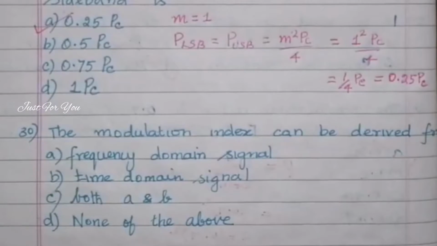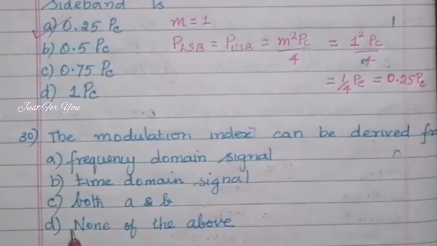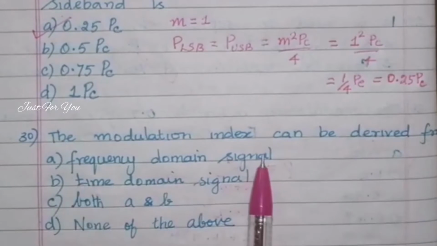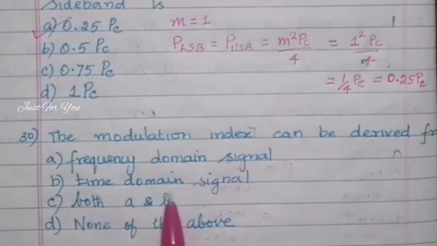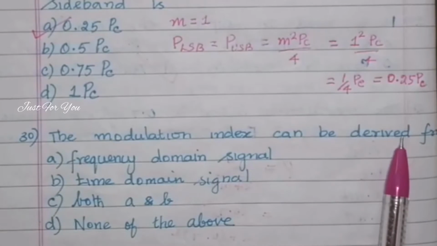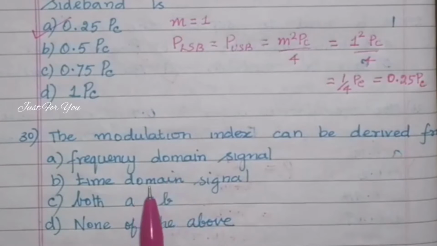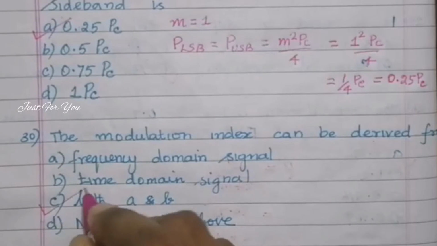Next question is, the modulation index can be derived from. The options are A, frequency domain signal, option B, time domain signal, option C, both A and B, and option D, none of the above. The modulation index can be derived from frequency domain signal and time domain signal. So option C is the right answer.